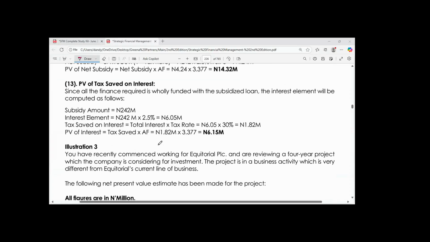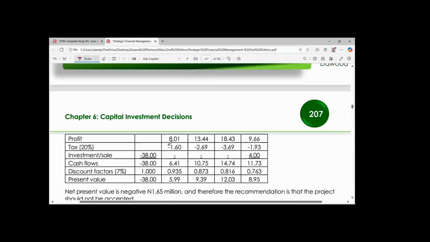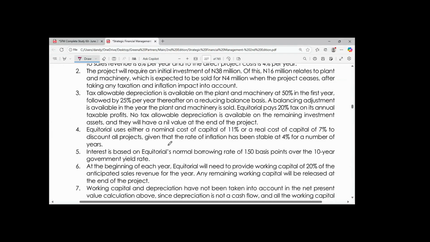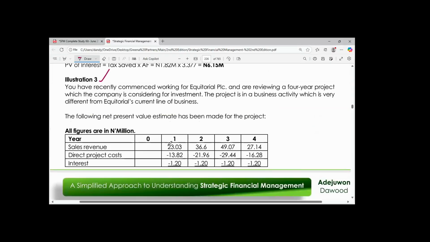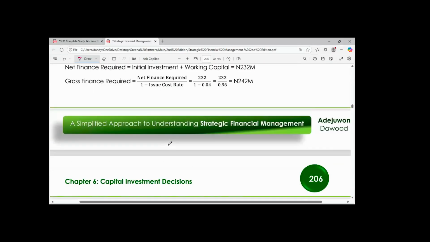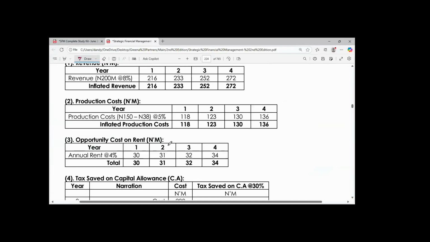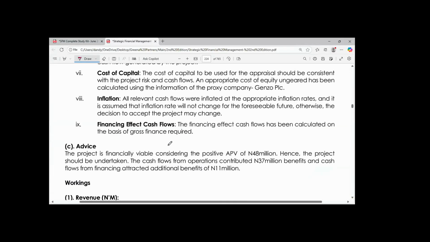Then illustration number 1 in your study material, that one I use net finance required. So how do you treat it? This is the same question you have here, net finance required. So try as much as possible to go through the solution too, so that if you use net finance required, you know how to treat it. I demonstrated that. So that will be the end of today's class, guys.